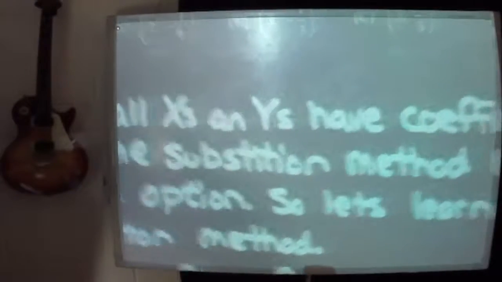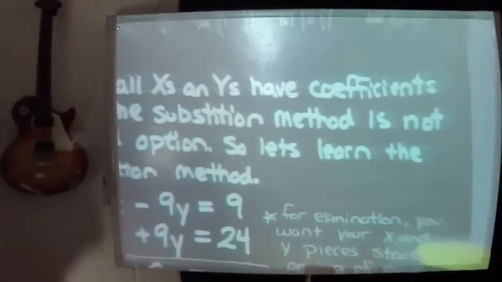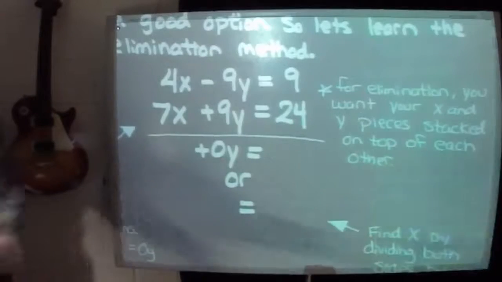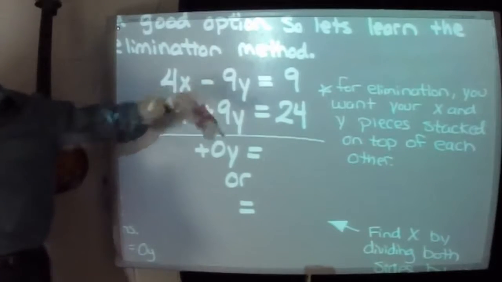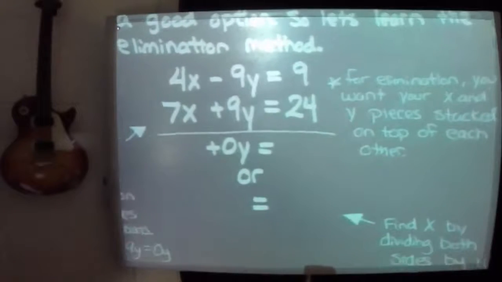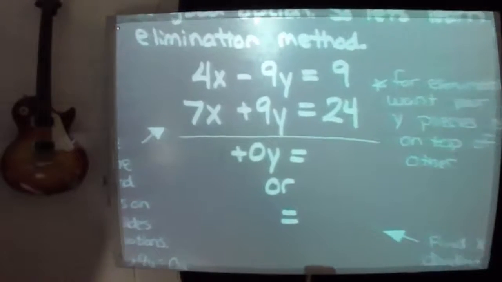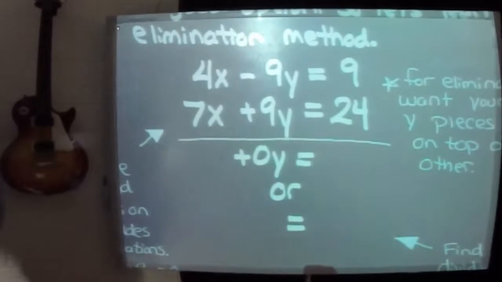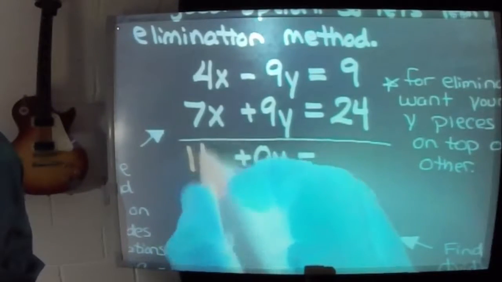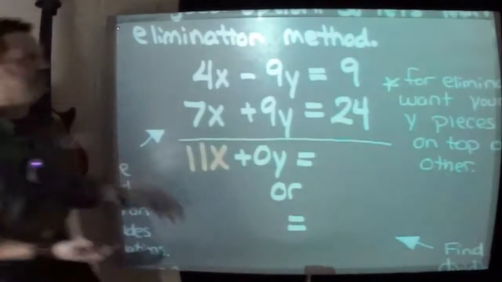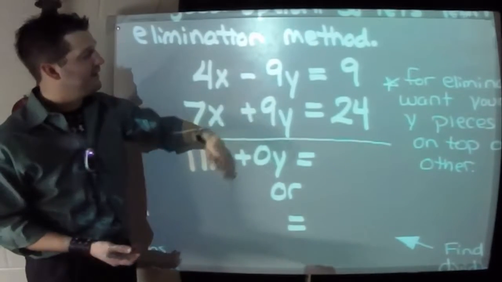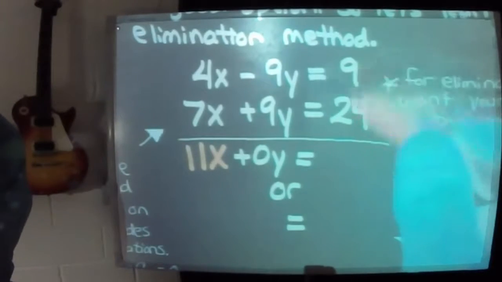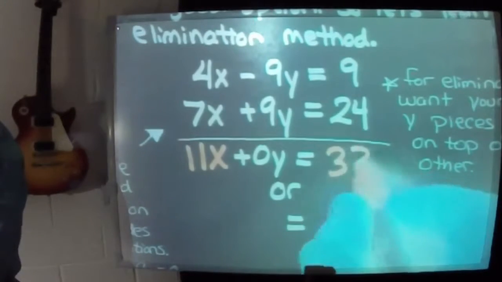So for elimination, let me zoom this out. You want your X and Y stacked on top of each other, and ideally, you're going to have the same number, one positive, one negative. So all we got to do is add this. What is 4X and 7X? 11X. And the best part is that negative 9Y plus positive 9Y makes no Y. And then add this, 24 and 9, 33.